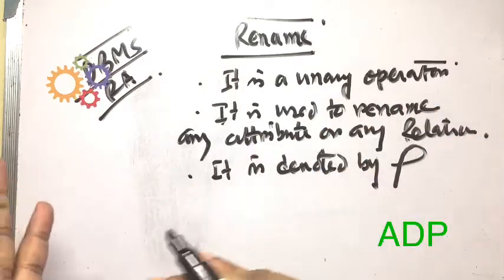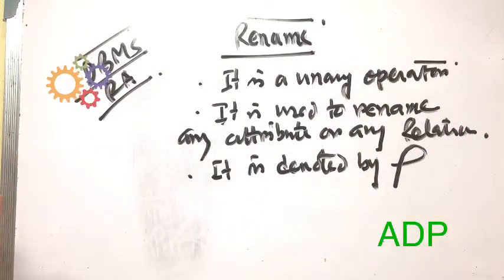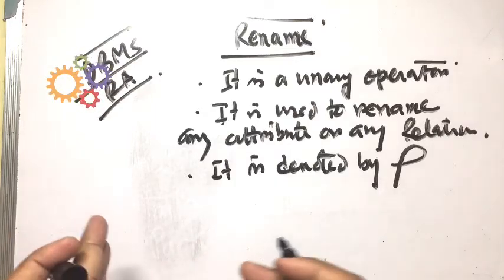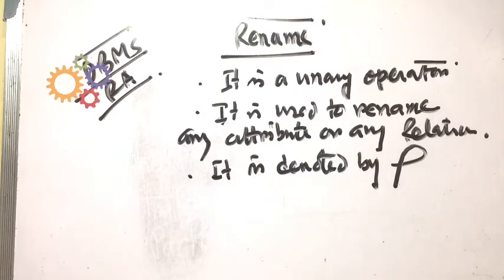Rho for rename, sigma for select, pi for project. It is denoted by rho. So this is the rename concept through which we can rename a table or attribute names. And now the syntax.